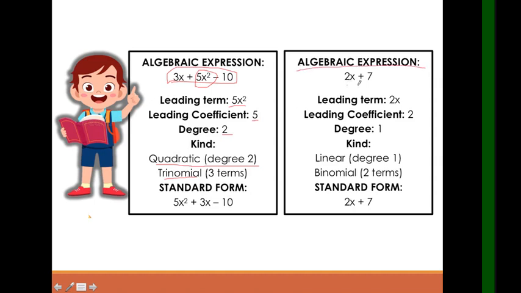And now, let's have the next one. So, for the next one, we have 2x plus 7. The leading term is 2x kasi siya yung may literal coefficient. No? This one is a constant lang kasi. So, ang leading coefficient natin ay 2 based from this 2x and then ang kanyang degree ay 1. No? Automatic na yung x, meron siyang degree na 1 or exponent na 1. So, since 1 siya, ang tawag sa kanya ay linear. And then, since dalawa yung ating terms, ang tawag sa kanya ay binomial. And then, the standard form is 2x plus 7.